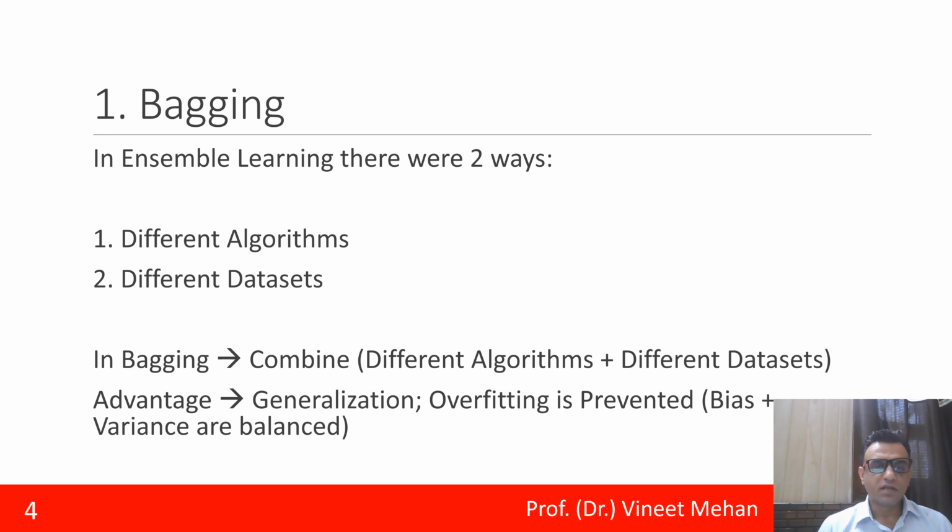Now in ensemble learning there were two ways. We had different algorithms and different data sets. And in bagging we'll be combining these two different ways together, that is, different algorithms plus different data sets are combined together. The target advantage, or we can say application area, is the generalization of the model, and at the same time overfitting is also prevented as the bias and variance are both balanced in this case.